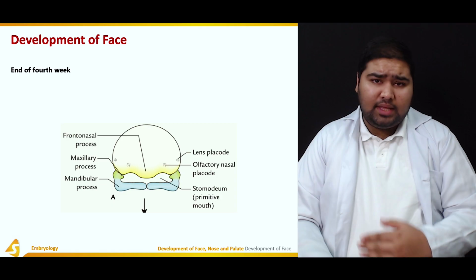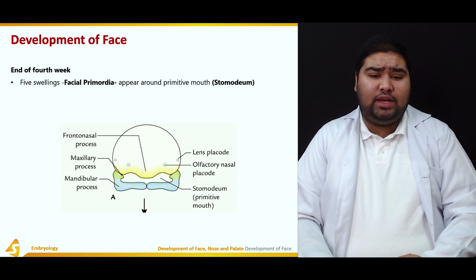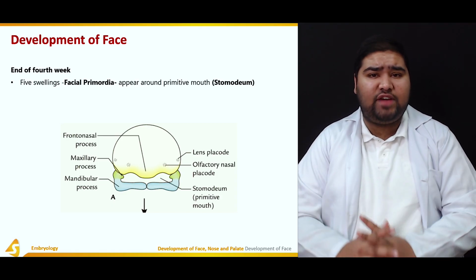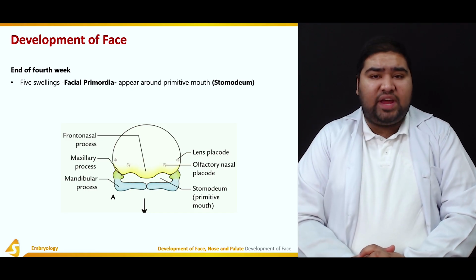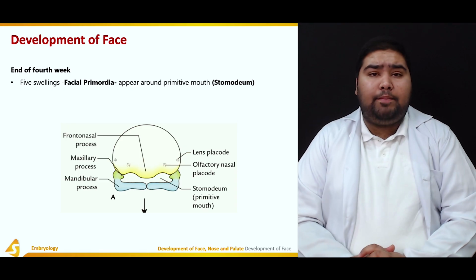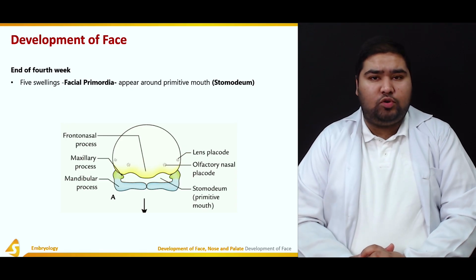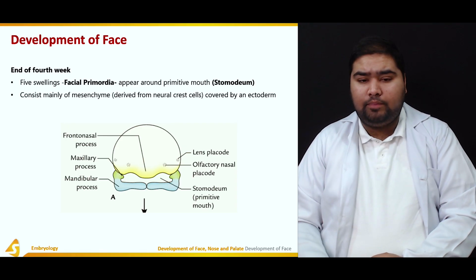So, by the end of the 4th week of development, we have 5 facial swellings. These facial swellings are also known as the facial primordia. They appear around the old stomodium. We've talked about it before.